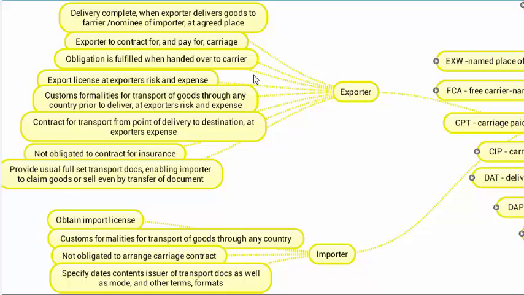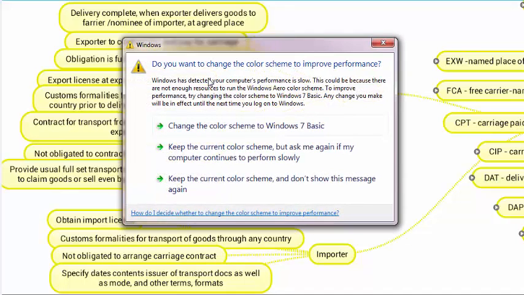While the exporter is responsible for arranging export from that country, export through that country and transport through that country, the importer is not obligated for the carriage of contract because the exporter is already placing the goods on a carrier nominated by the importer, and the transaction is carriage paid to.